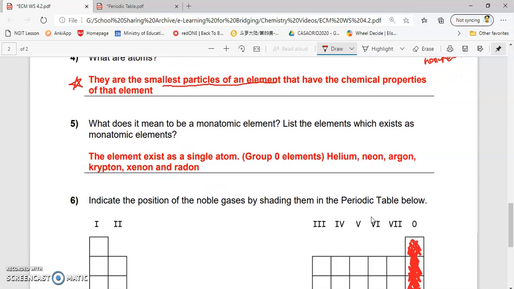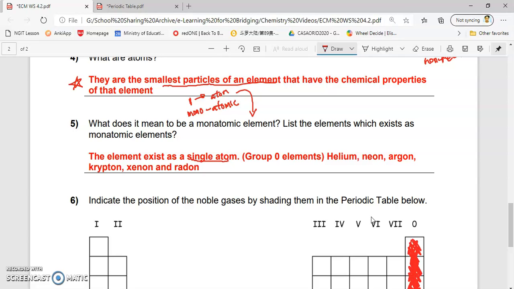Question 5. What does it mean to be a monatomic element? These are the elements which exist as a monatomic element. Now, monatomic means mono-atomic. Mono means one. Atomic obviously means atom. So monatomic element means it's a one-atom element. So the element exists as one atom on its own. It's not combined with anything else. So that's why we say that the element exists as a single atom. It's a one-atom element.